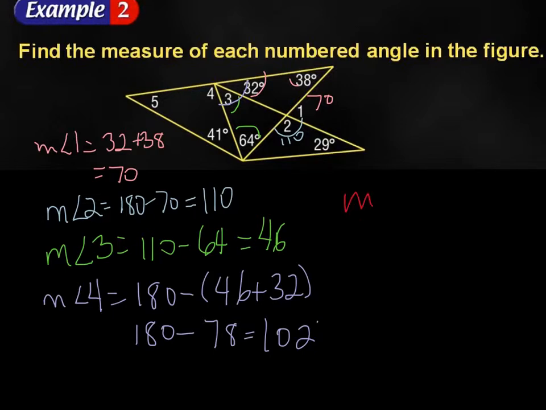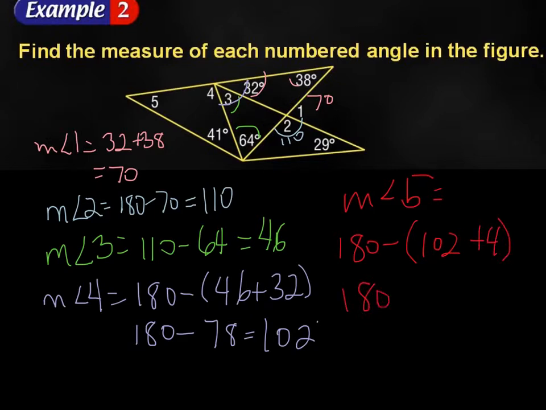And now for the measure of angle 5, that's the third angle of that triangle. So I'm going to take 180 minus angle 4, which was 102, and the 41 that's already there. So I have 180 minus 143. I guess I don't need that parenthesis, but it's there now. So I get 37 degrees for angle 5.